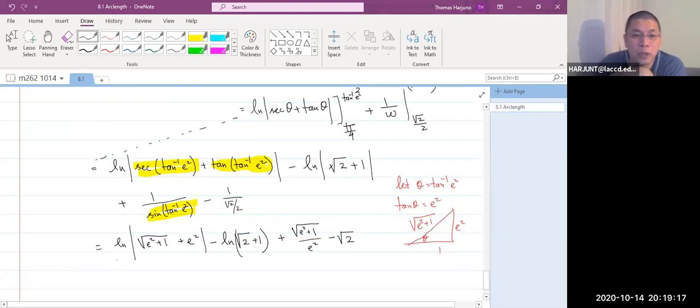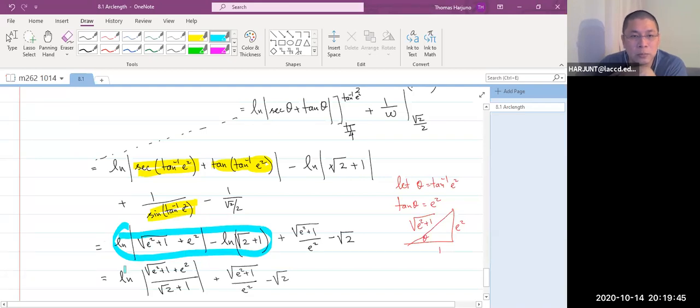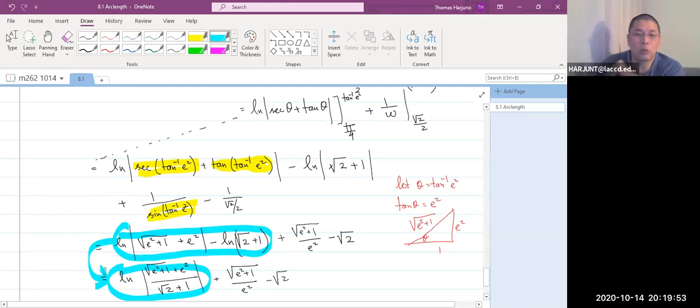You know what? Let me put this together. Simplify a little bit further. This is natural log of square root of e squared plus 1 plus e squared over square root of 2 plus 1. And then plus square root of e squared plus 1 over e squared minus square root of 2. So basically, I put these two natural logs together. Okay, I accept the first one, but when you compare with your book, you may see the second one instead.